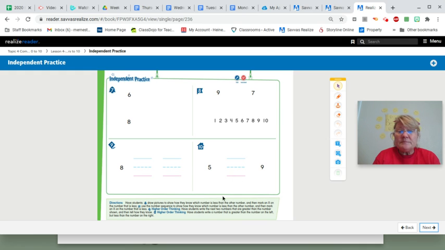And this one, have students write a number that is greater than the number on the left, but less than the number on the right. You have a lot of choices here. You have a 5 and a 9. Can you think of any number in between 5 and 9 when I count? You could even start counting. 1, 2, 3, 4, 5. You could put in here 6, 7, or 8. And then here's the 9.